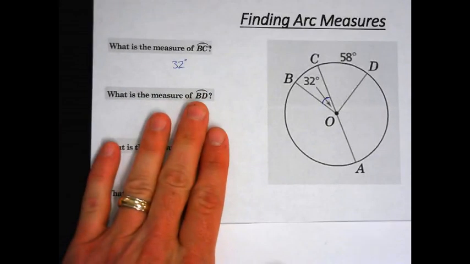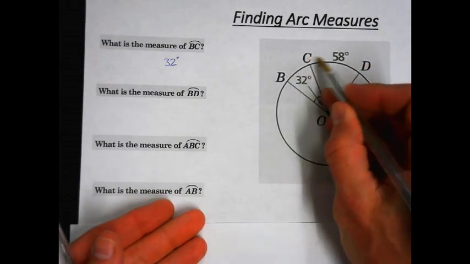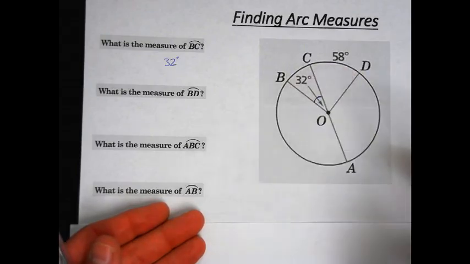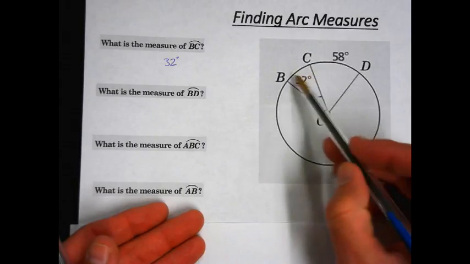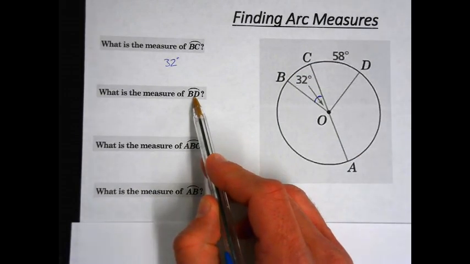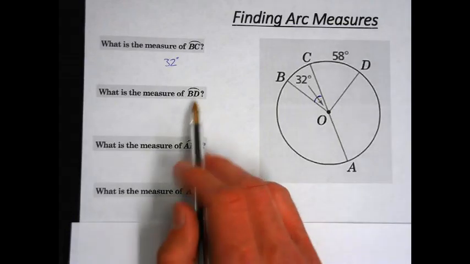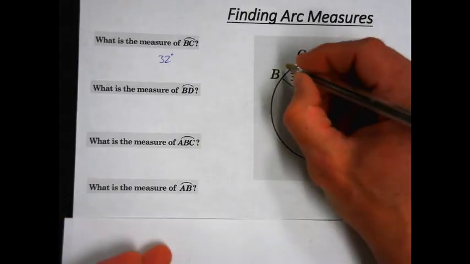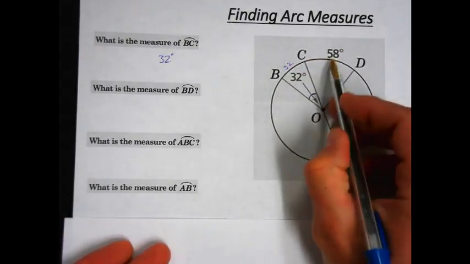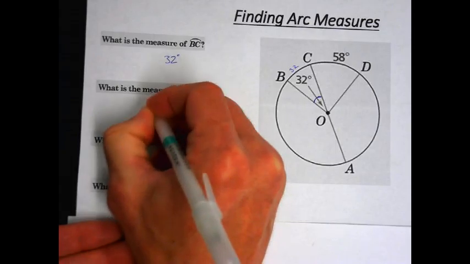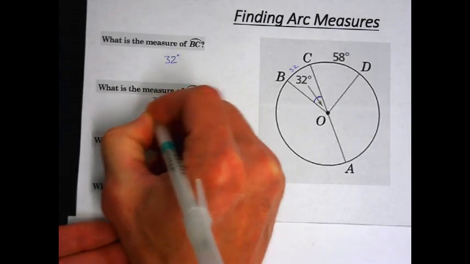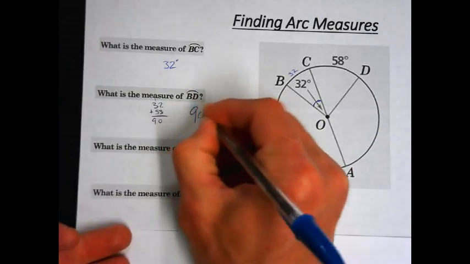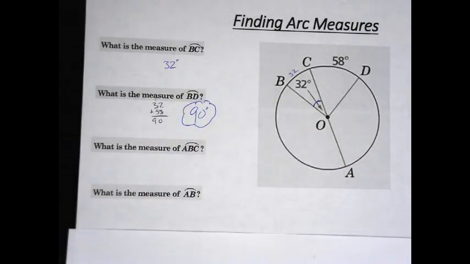Now the question is, what's the measure of BD? We have arc BD starting at B and going to D. We can assume it's going in this direction because it's a minor arc, and minor arcs do not have the reference point in the middle. Now what do we know? We know this is 32 degrees here, and this is 58 degrees here. Simple: add 32 to 58, and we have our arc measure of 90 degrees. So the addition postulate works with arc measures as well.